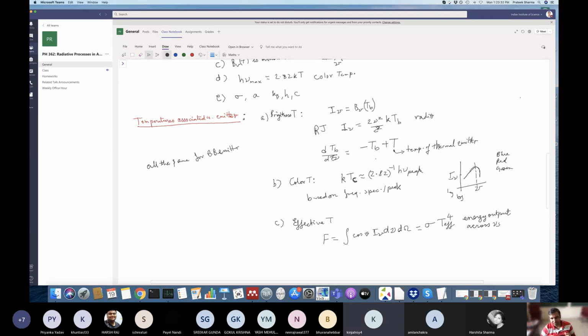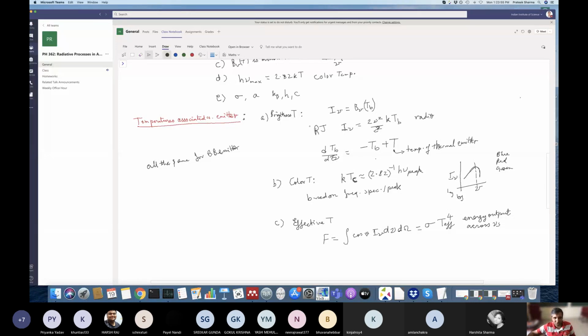Okay. Thank you. All these things are actually used in some particular context. The fundamental thing is I_nu. These are all convenient ways of describing radiation when you make some assumptions.